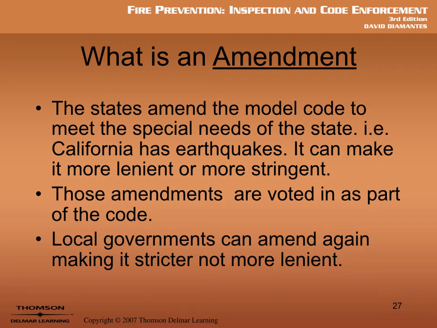Then, once the state of California votes on it, now it's state law. And the local governments can amend again, but now that lenient thing, no, you can't do that, because this is coming from a higher authority. All you can do is make it stricter, never more lenient. And if you do make it stricter, you've got to have a reason. You can't just say, no, we just want to make it harder here. No, there's got to be a reason why you believe that it should be stricter. So you've got to rationalize it.